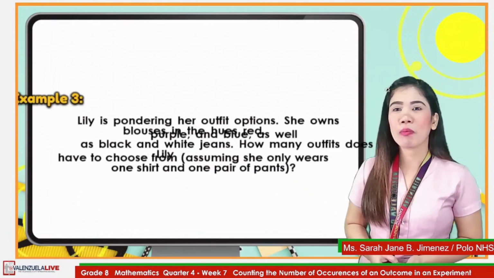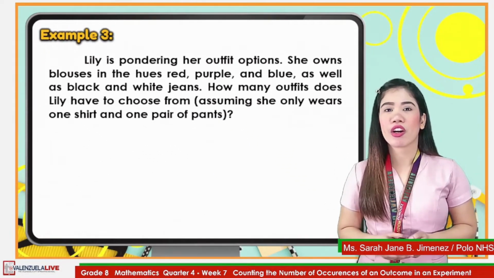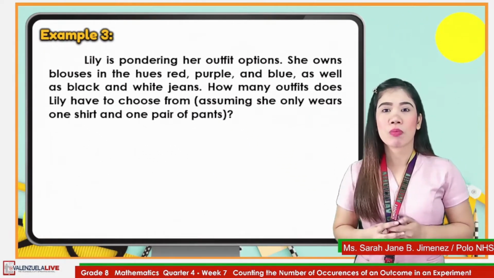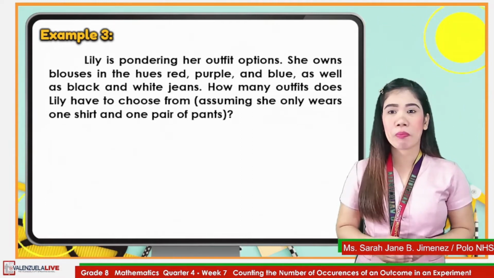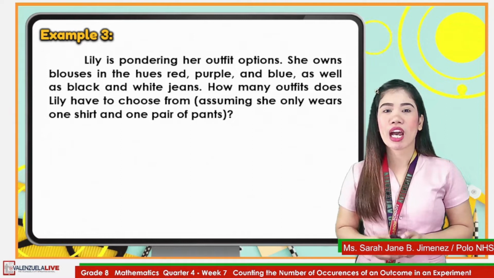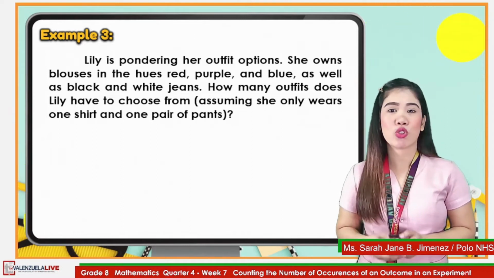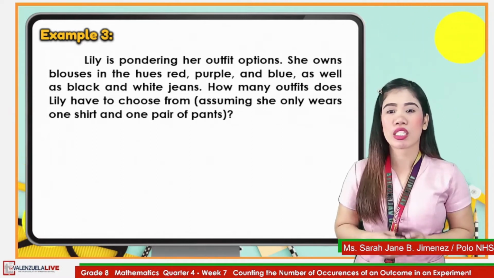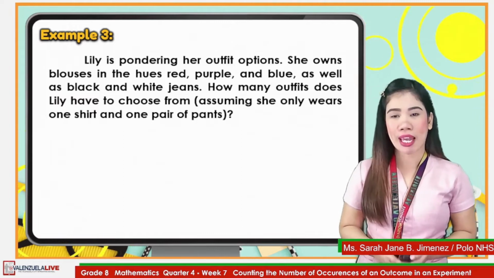For example number 3, Lily is pondering her outfit options. She owns blouses in the colors red, purple, and blue, as well as black and white jeans. How many outfits does Lily have to choose from, assuming she only wears one shirt and one pair of pants?